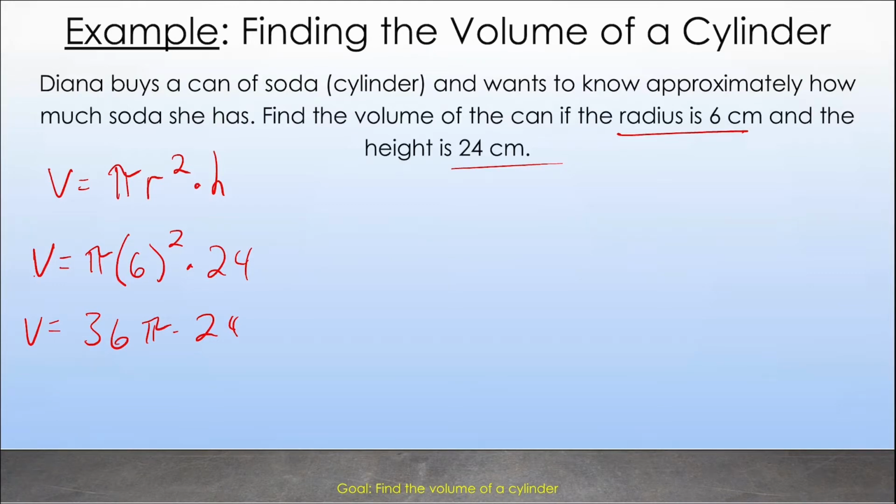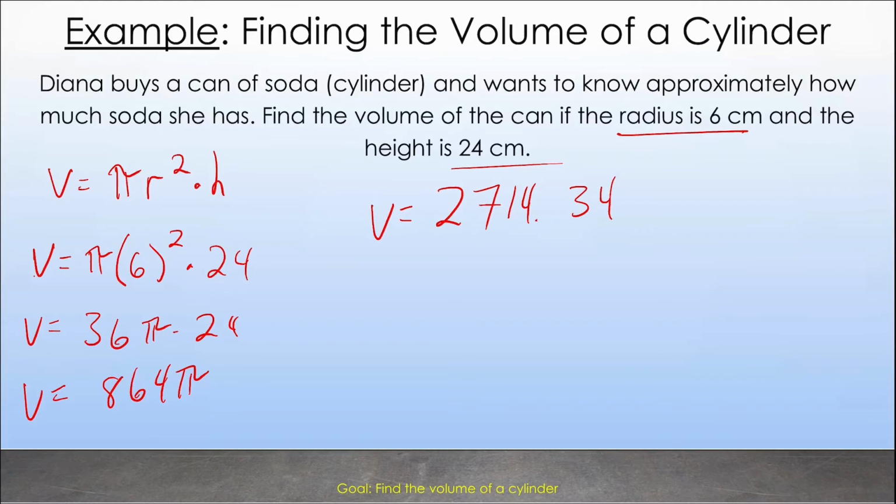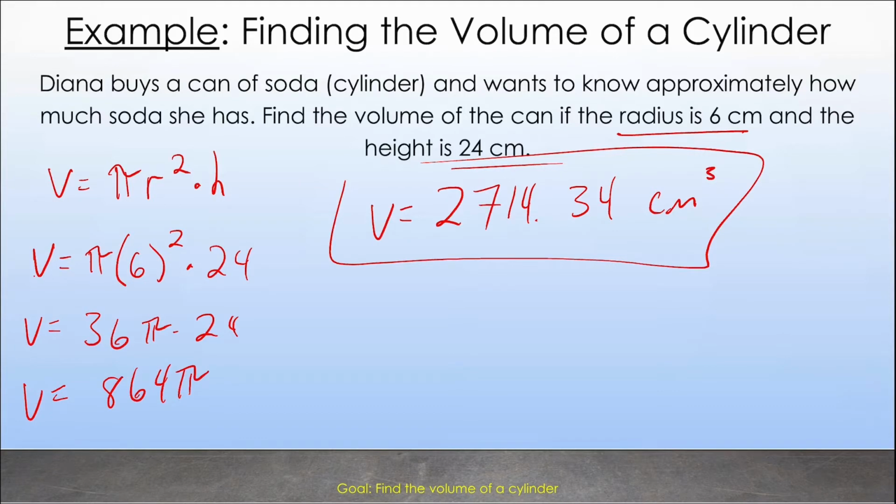24 times 36 gives me 864 pi. And I'm going to take 864 pi here. And we get volume is equal to 2,714.34 cubic centimeters. Okay, I'm going to do all my calculations on my calculator off screen just so it's a little bit easier and smooth.